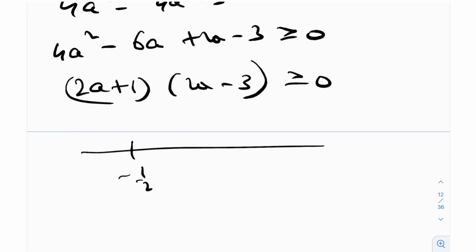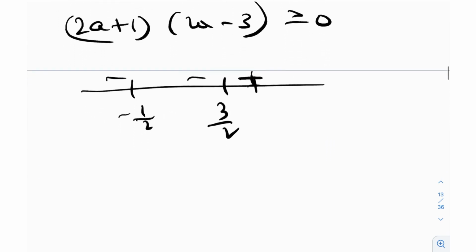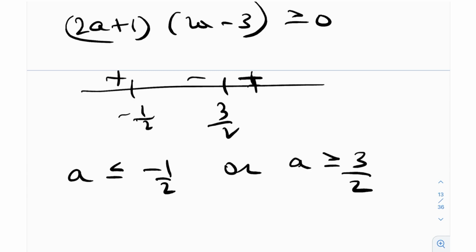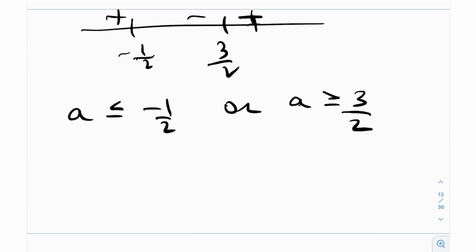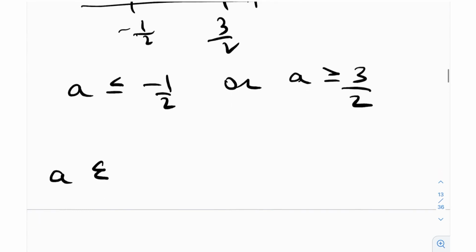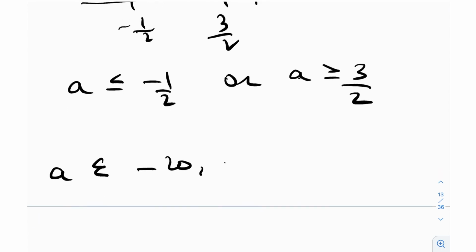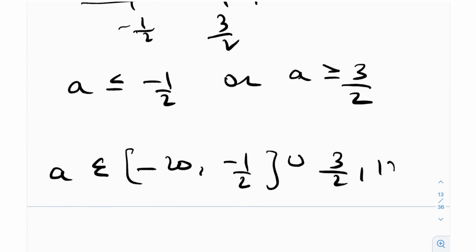After this, it's just a game of the wavy curve method, to basically determine the interval in which a lies, right? So we see that a has to be less than or equal to negative 1 by 2, or a can be greater than or equal to 3 by 2, right? So if I were to write this in interval notation, a would belong to negative 20 to negative 1 by 2 union 3 by 2 to 18.